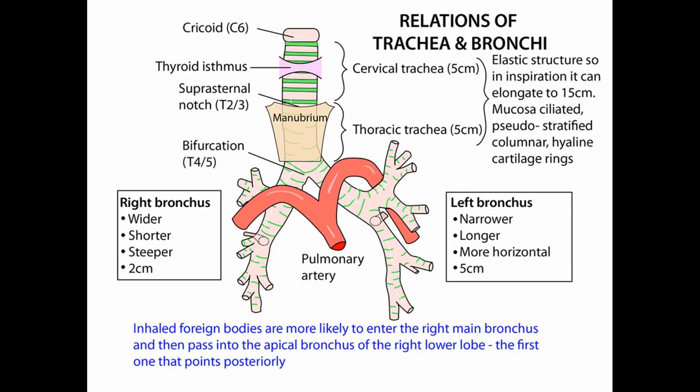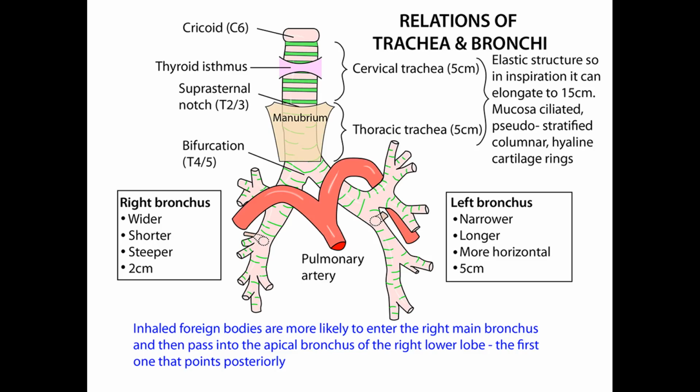Because the right bronchus is shorter, it will divide into its upper and lower bronchi before it meets the hilum of the lung, whereas on the left side there is normally a single main bronchus entering the hilum. In a minute we'll look more carefully at the divisions of the bronchi, but for now it's worth noting that an inhaled foreign body is much more likely to enter the right main bronchus, and if the patient is recumbent, then the most likely bronchus that it will enter will be the apical bronchus of the right lower lobe.